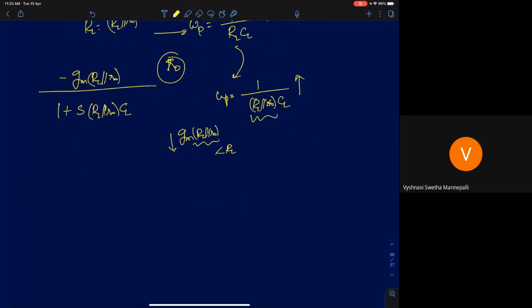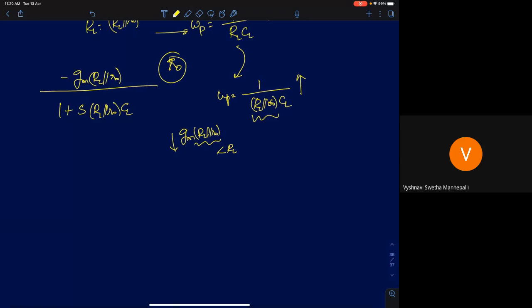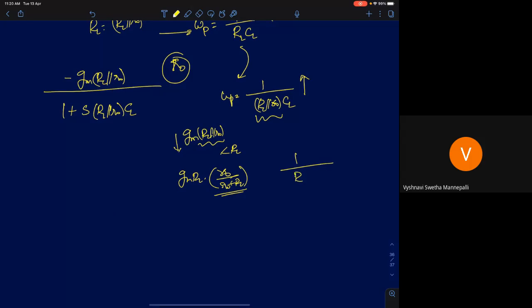Now, interestingly, the gain reduces by a certain factor, and the factor is given by RL into r0 by r0 plus RL. This is the factor by which your gain reduces, and the pole increases by the same factor, so RLCL into r0 by, I can write it as, RL plus r0 by r0. So pole has increased and gain has decreased by the same factor.